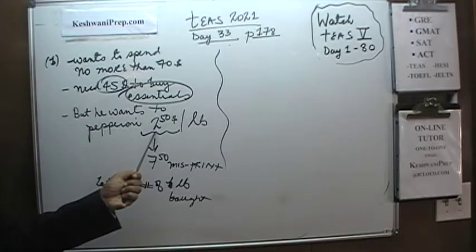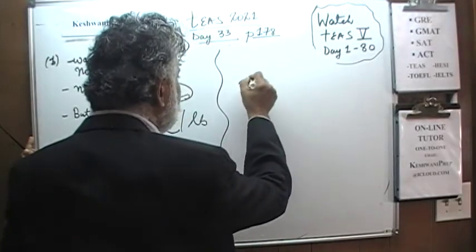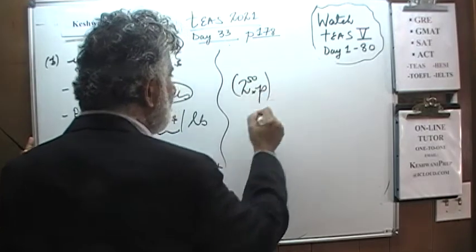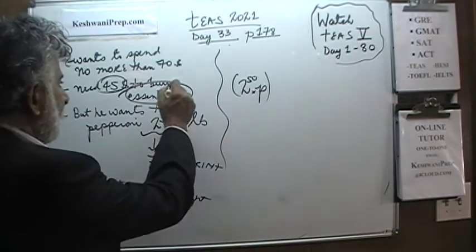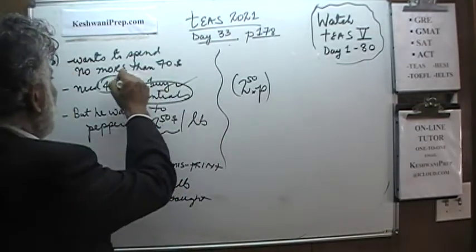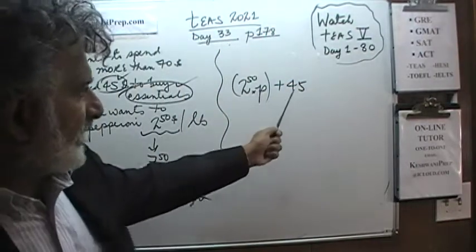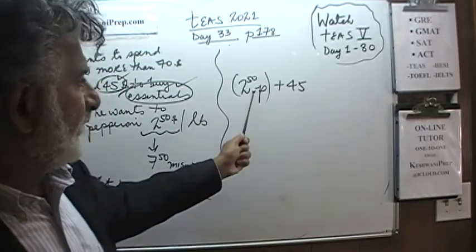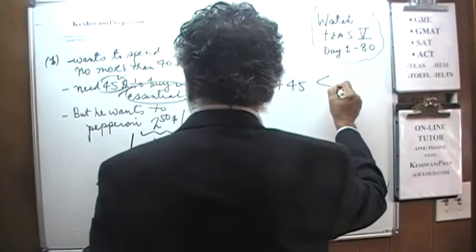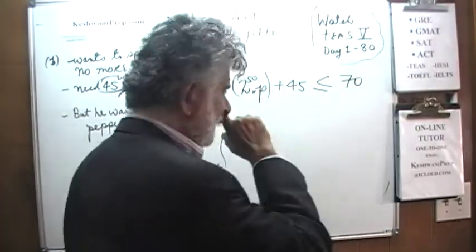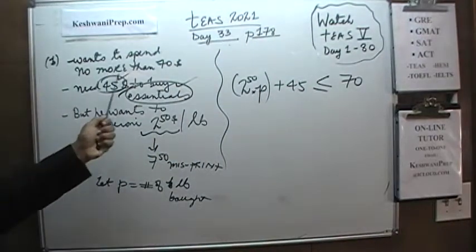And we know that each pound costs 2.50. So if you buy P pounds and each costs 2.50, 2.50 times P is the amount of money that you're going to spend on pepperoni. We also have to buy the essentials, which we are told is going to cost us $45. So the $45 that we're going to spend on the essentials plus the amount of money that we're going to spend on pepperoni has to be less than or equal to 70, or if you like, has to be no more than 70.